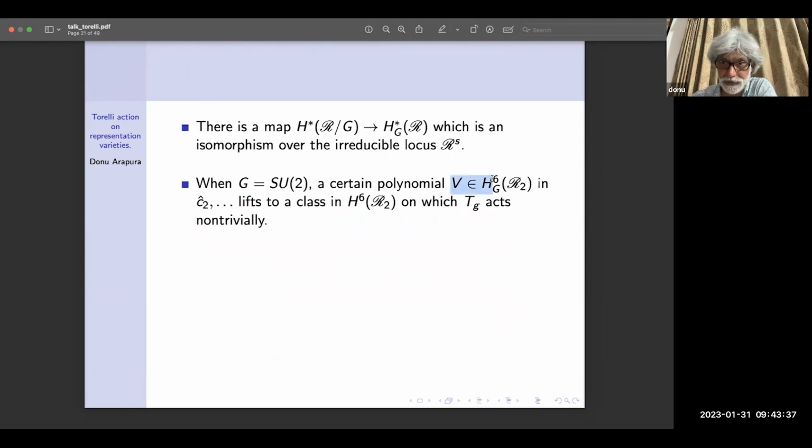So V lives in H6, but in some sense the constituents of V come from H4 of the product. They're basically Kunneth factors of the second Chern class of the universal bundle. That's roughly the point. So yes, it is a bit confusing. At some point I'm switching from H6 to H4, but H4 of the product of C cross the moduli space.